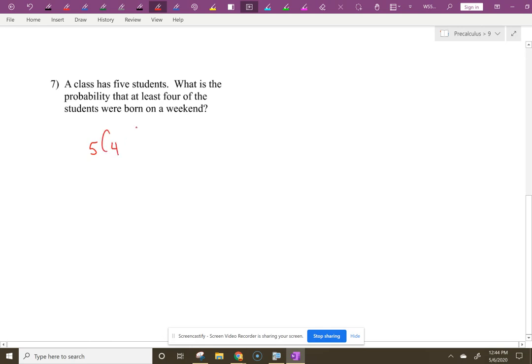The probability that you were born on a weekend is 2 out of 7, and that's got to happen 4 times. And then the probability that you weren't born on a weekend is going to be 5 out of 7, and that will happen to the other person, right? But then wait a minute, that's exactly 4 people, 4 of 5. That's not at least 5.